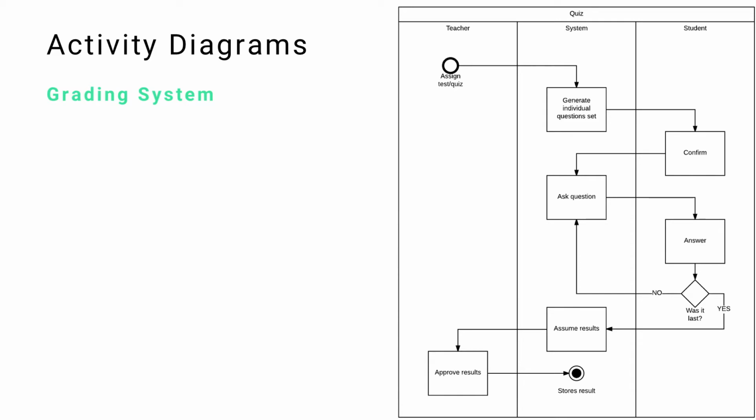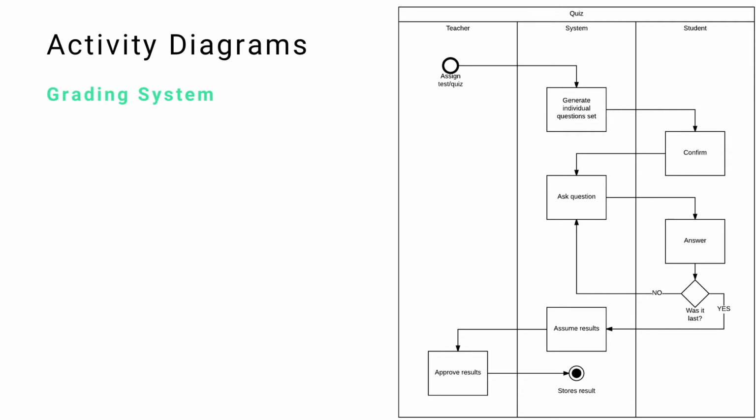The very first thing that we see in the swim lanes is that we have a teacher, a system, and a student. Before I even follow the action flow from the assigned test quiz all the way to store result, the very first thing that I do is look at the roles and responsibilities of each one of the users. And when I say user, I do not mean an individual, because if you look in the middle, you can see that one of the swim lanes also represents the system. So I just look to see what each swim lane has to do from a roles and responsibility standpoint.